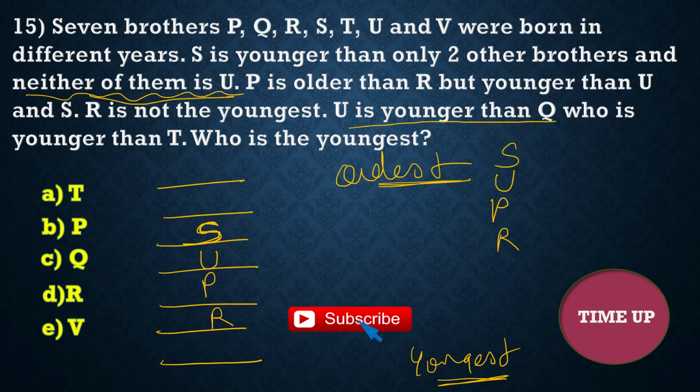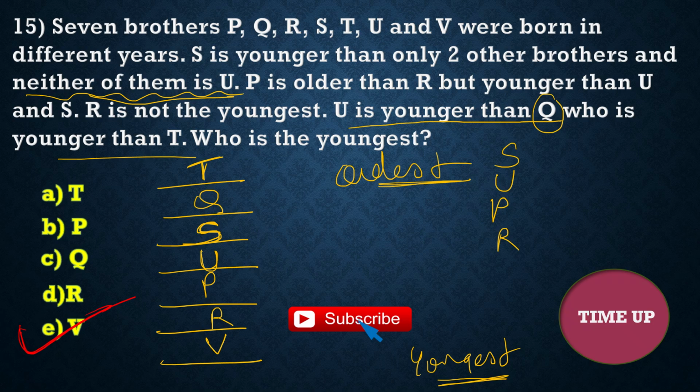U is younger than Q. Who is younger than T? U is younger than Q. This is U, correct? U is younger than Q. And Q is younger than T. Okay, so what is left? V is left. So V will be the youngest. Who is the youngest is the question. V is the youngest. Option E is the correct one.